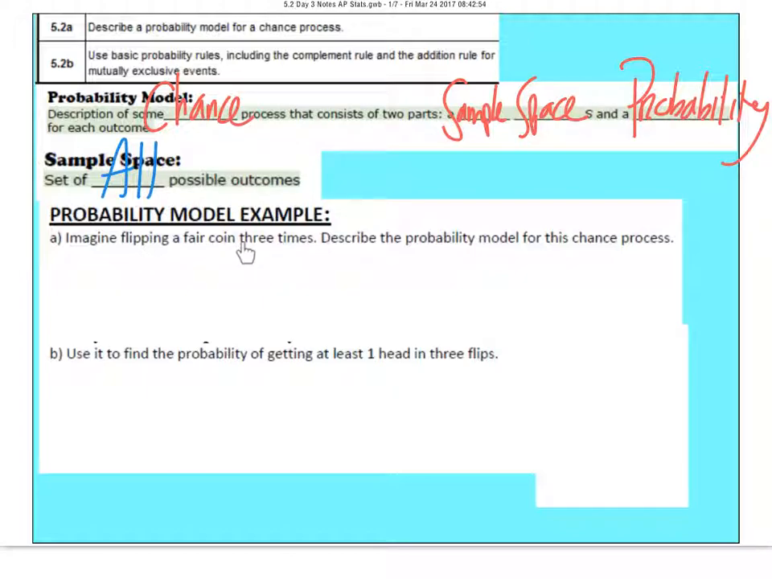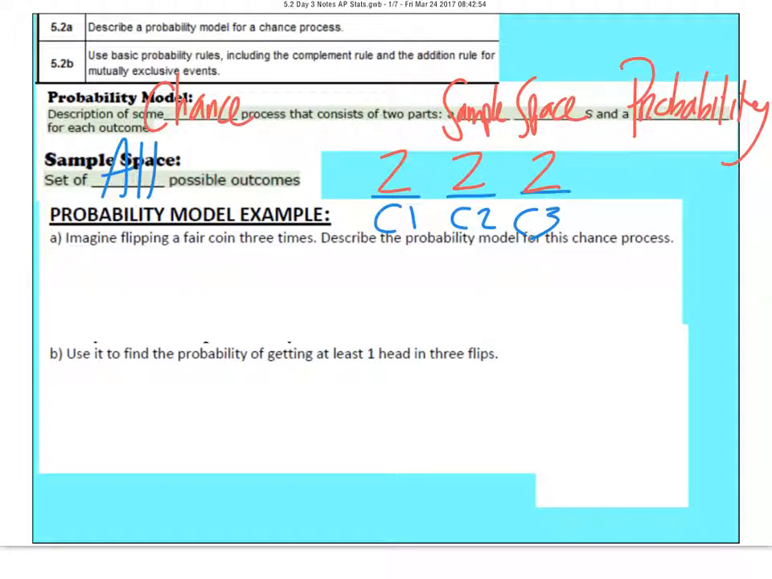Imagine flipping a fair coin 3 times. Describe the probability model of this chance process. The trick I like to use to figure out how many outcomes should be in this sample space is to imagine I have coin 1, coin 2, and coin 3. On coin 1, there are 2 outcomes, and on coin 2, there are 2 outcomes. Coin 3, there are 2 outcomes. Heads or tails for each.